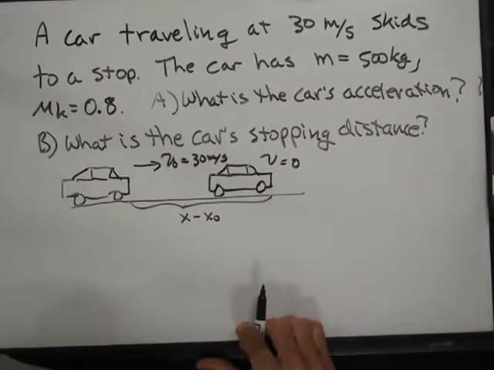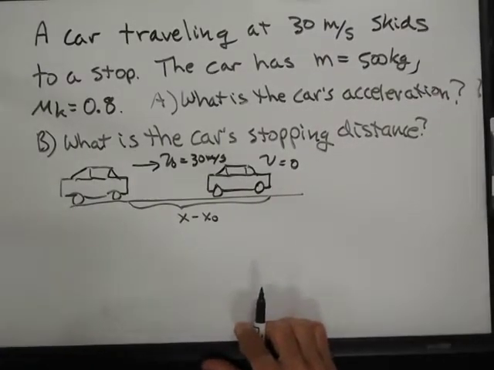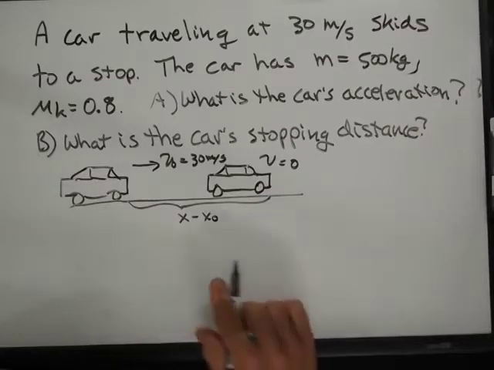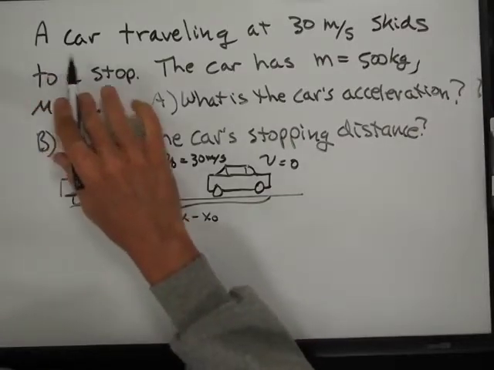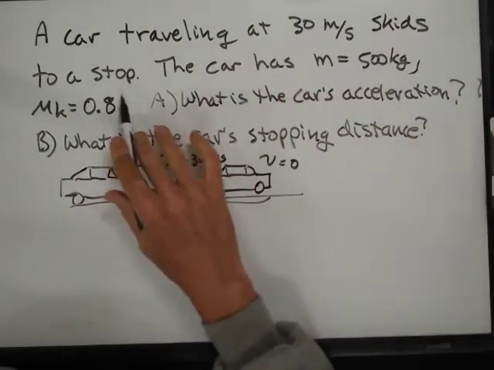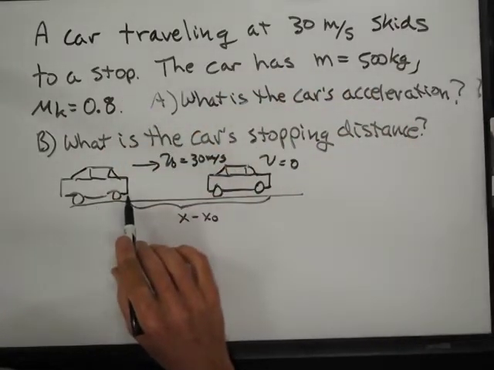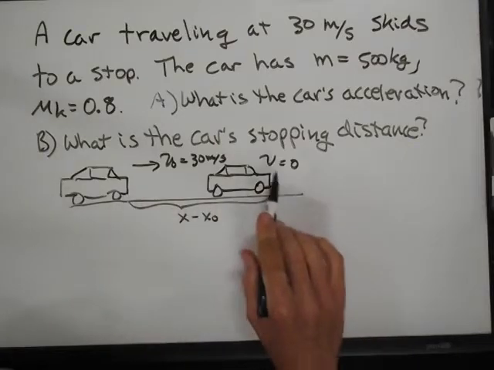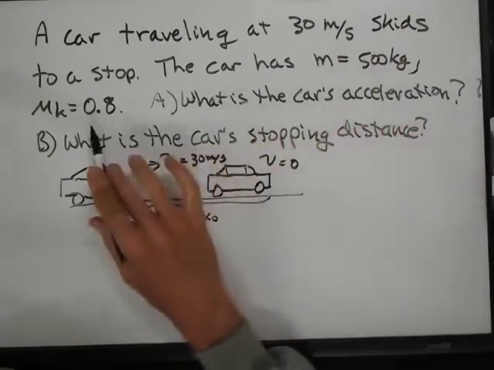So this is a problem that combines a little bit of the kinematics we did in the first few chapters with Newton's law of forces and friction. A car traveling at 30 meters per second skids to a stop. So he's driving along at 70 miles an hour or something like that, and he locks up his brakes and skids to a stop. The car has a mass of 500 kilograms.